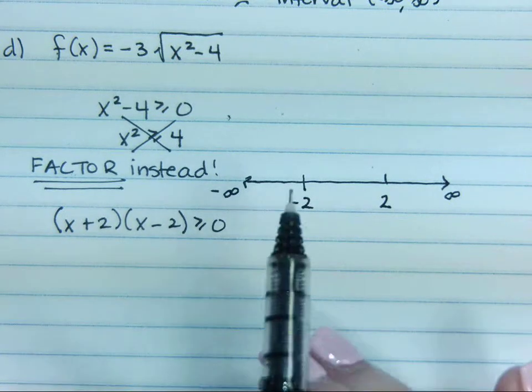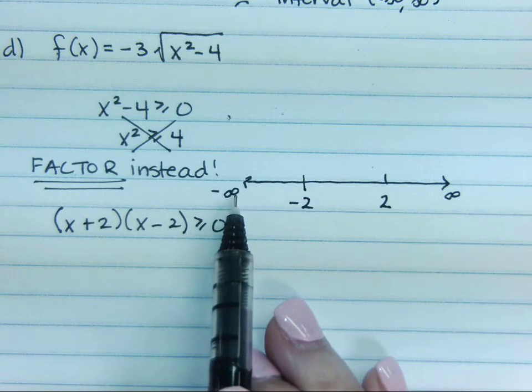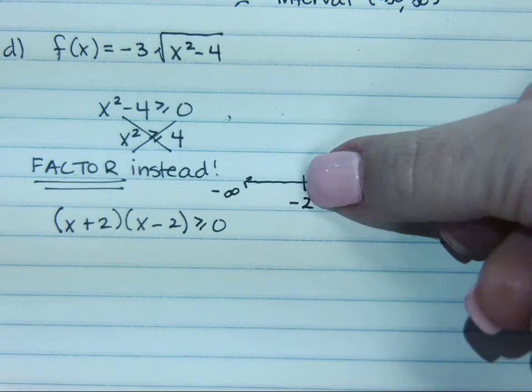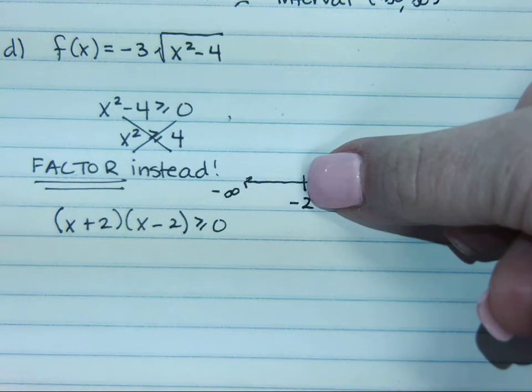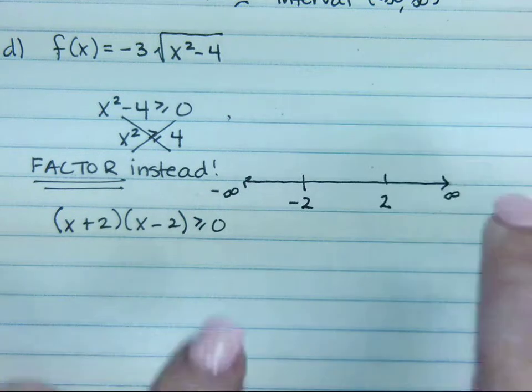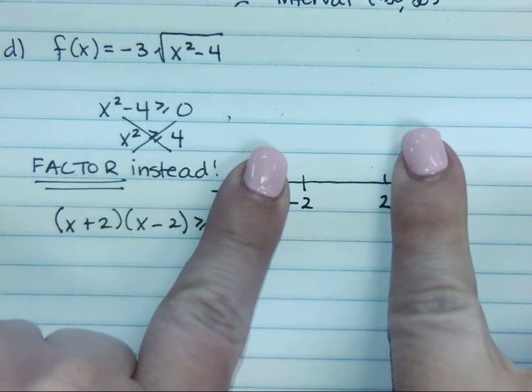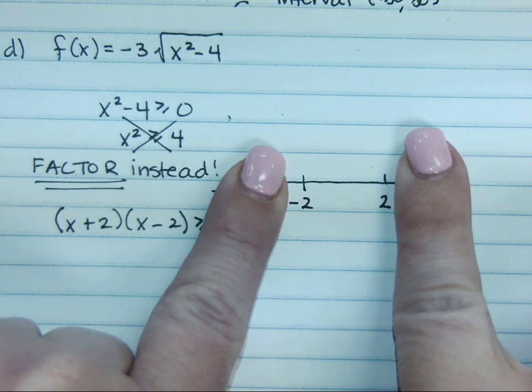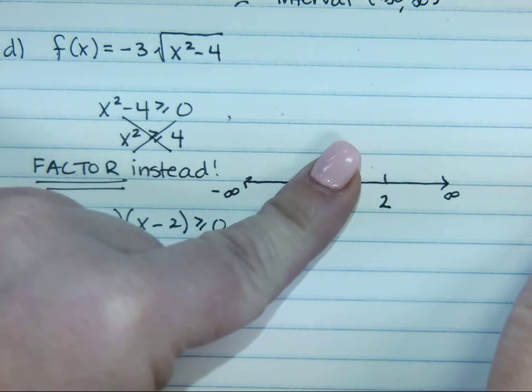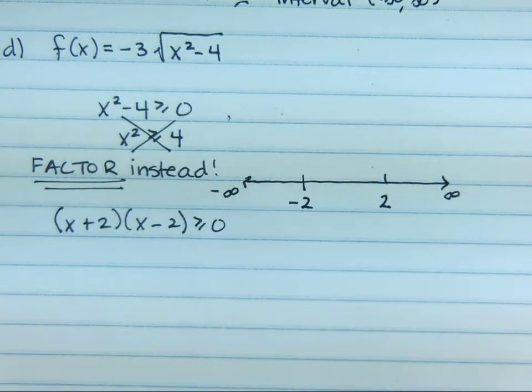So I want you to see that your number line is broken up into separate intervals. I have this interval going from negative infinity to negative 2. I have an interval in the middle from negative 2 to positive 2. And I have this other interval from 2 to infinity. And you have to figure out which one or two are going to be your true statement. And so you're going to pick a test point.